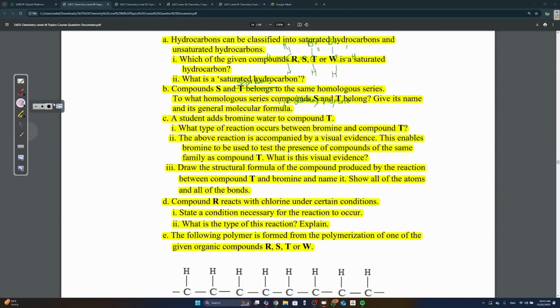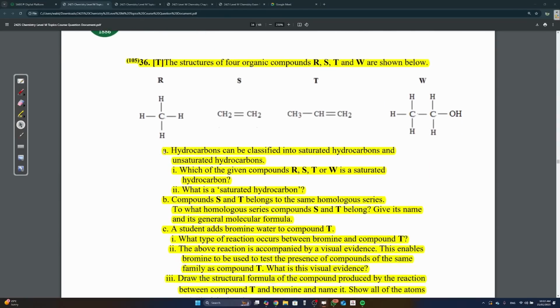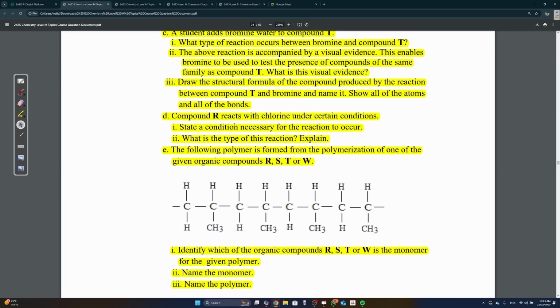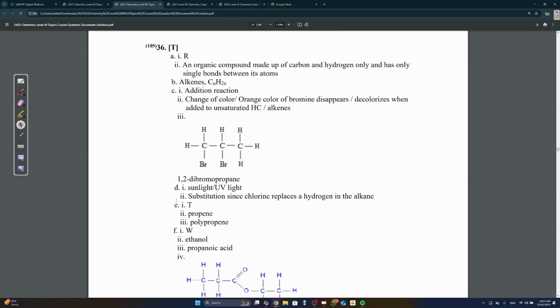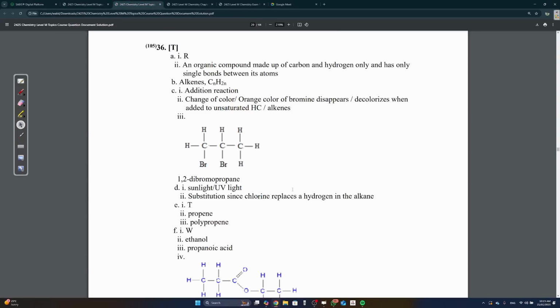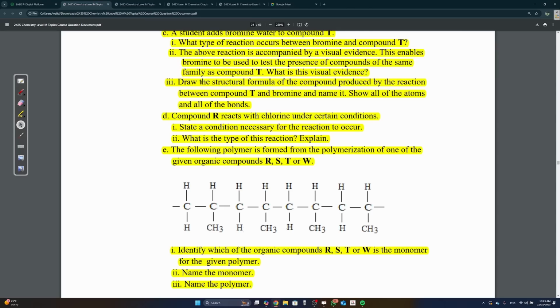Compound R reacts with chlorine under certain conditions. R is an alkane, right? State a condition necessary for the reaction to occur. What happens to alkane and chlorine? You need sunlight or UV light, right? I told you. What's the type of this reaction? Is it addition or substitution? Substitution. Why? Explain. Because you swap. Yeah, the chlorine replaces the hydrogen, right? Remember, the only substitution is when you have an alkane with chlorination or bromination or fluorination.